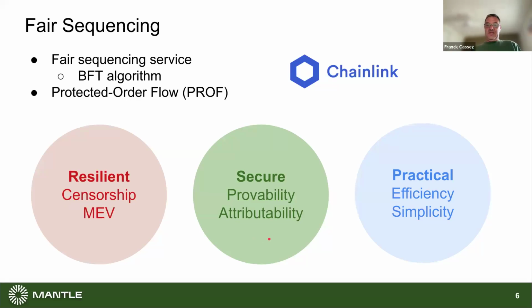And on top of that, we'd like to make sure that the solution we propose is rather efficient and simple enough to be implemented. I would emphasize that running a BFT or a consensus algorithm to compute the order of transactions is not a light solution. It can take some time to come to an agreement.